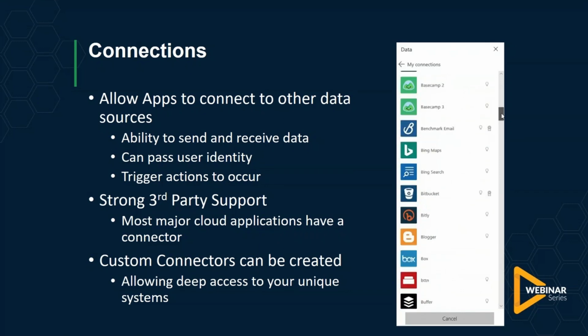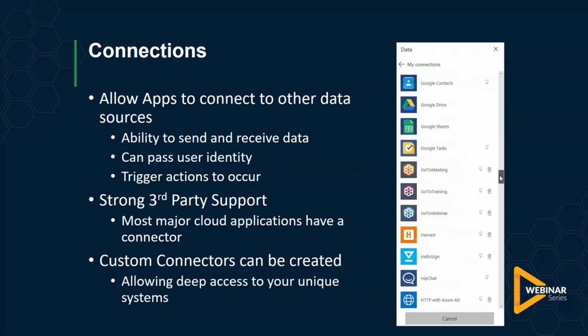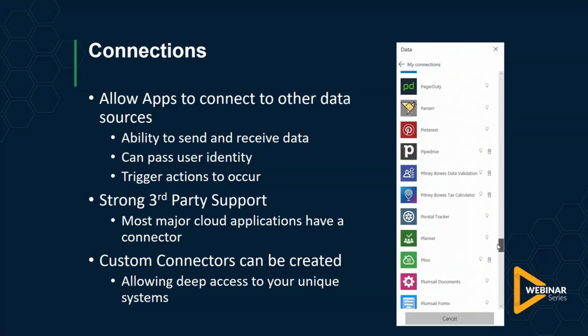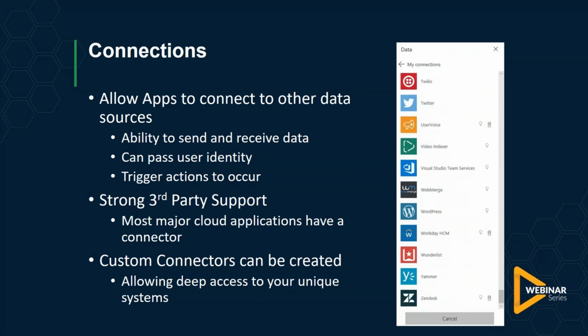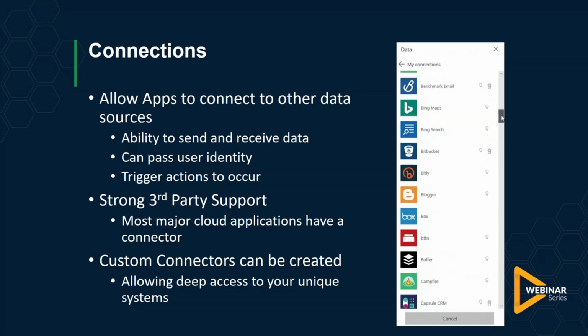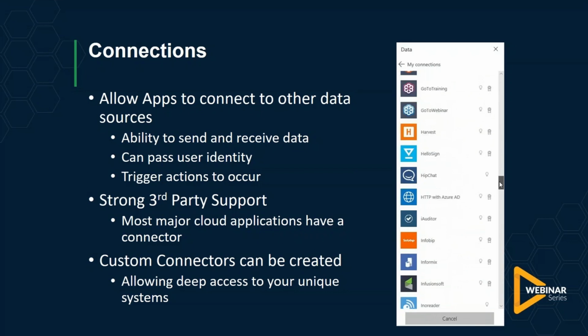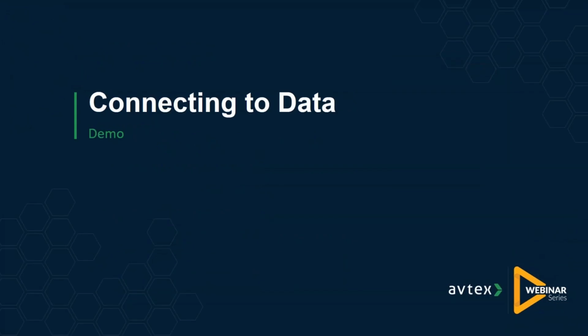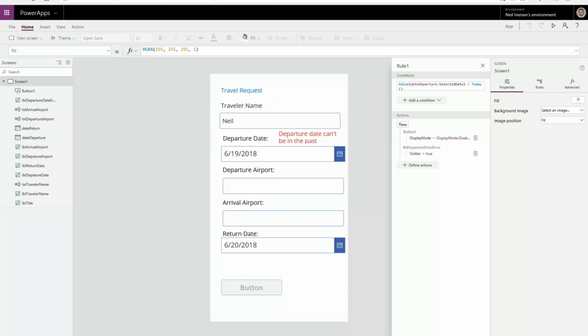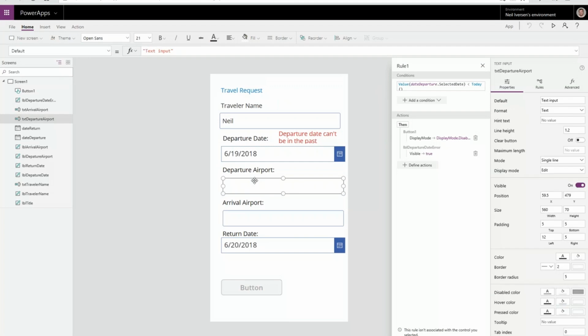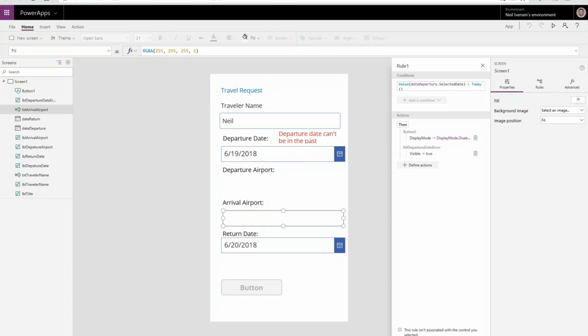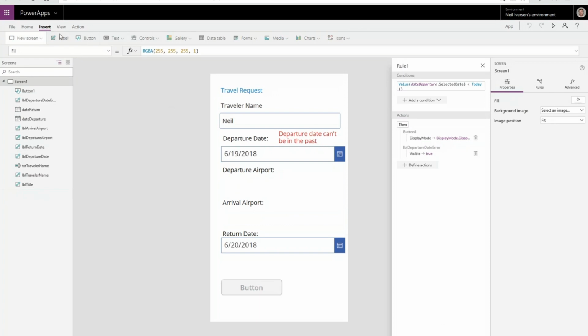However, there is strong third-party support where there are a lot of different applications that are available inside of the interface, and most major cloud applications have a connector that you can use already. And you can also create custom connectors. So if you have developers inside of your organization and you need to connect to a very specific system or have it perform a very specific task, you can actually create a connector that can be used by PowerApps and have it go deep into your custom line of business system. So we're going to use that to connect to some data and make our form a little bit smarter here.